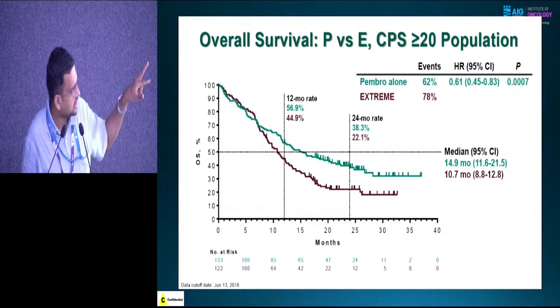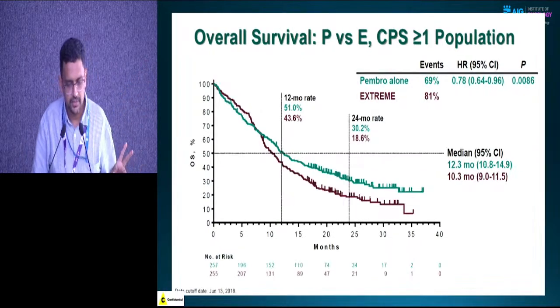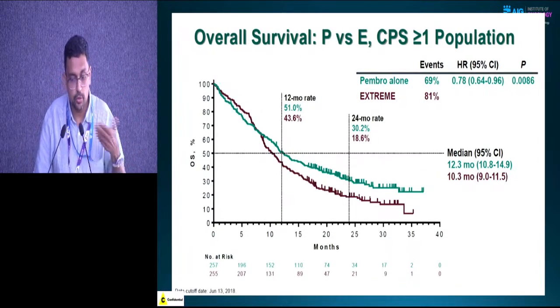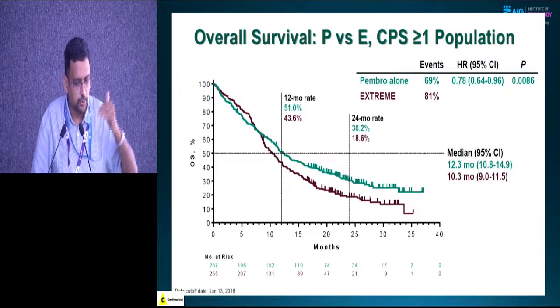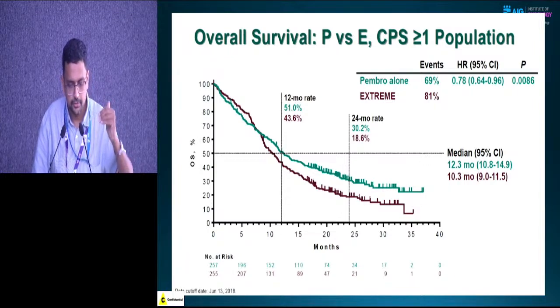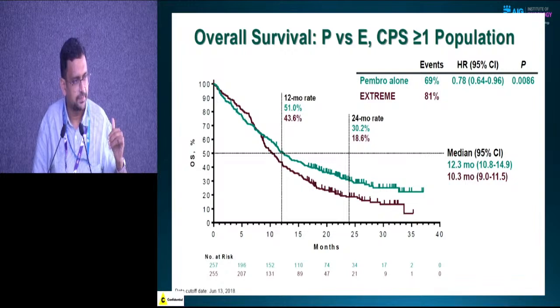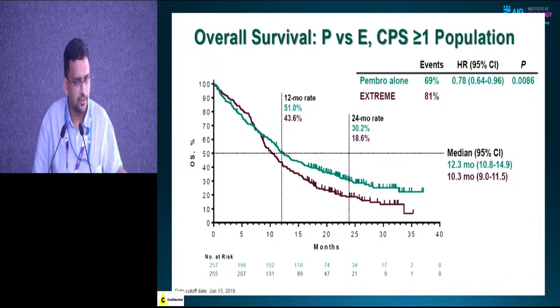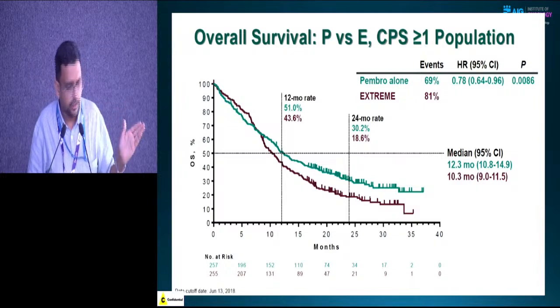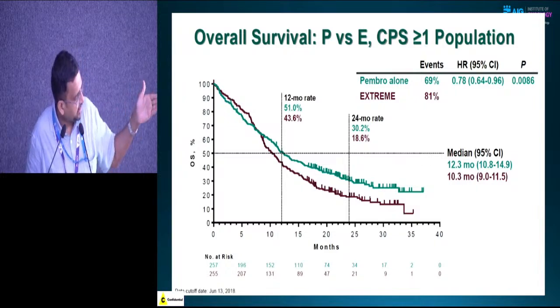Initially, there's a crossing over of the curves. Then what about the CPS more than 1? Remember that they try to look at both. The number dips. You get down to 12.5 months. The typical argument against oncologists saying it's only a couple of months that you're going to increase. Fair point. But again, the curves separate and they remain separated.